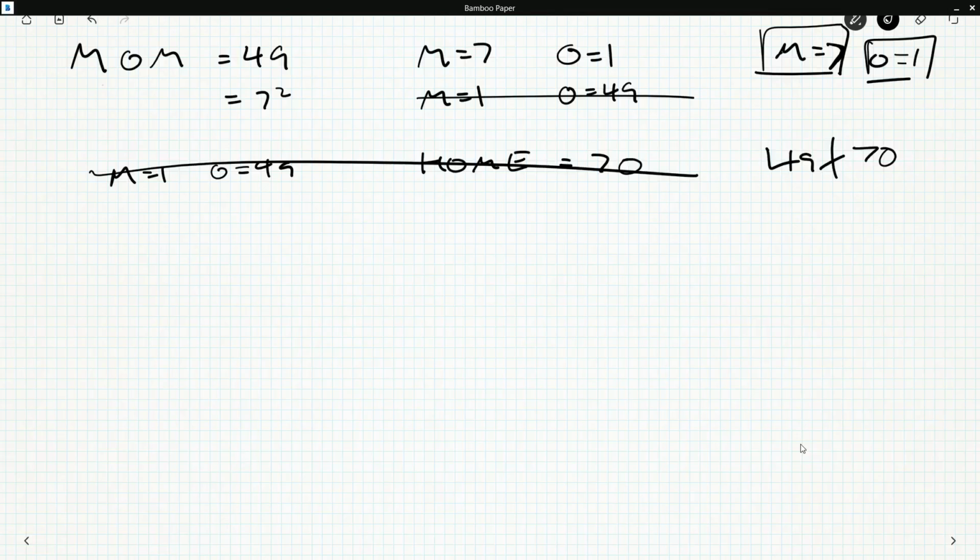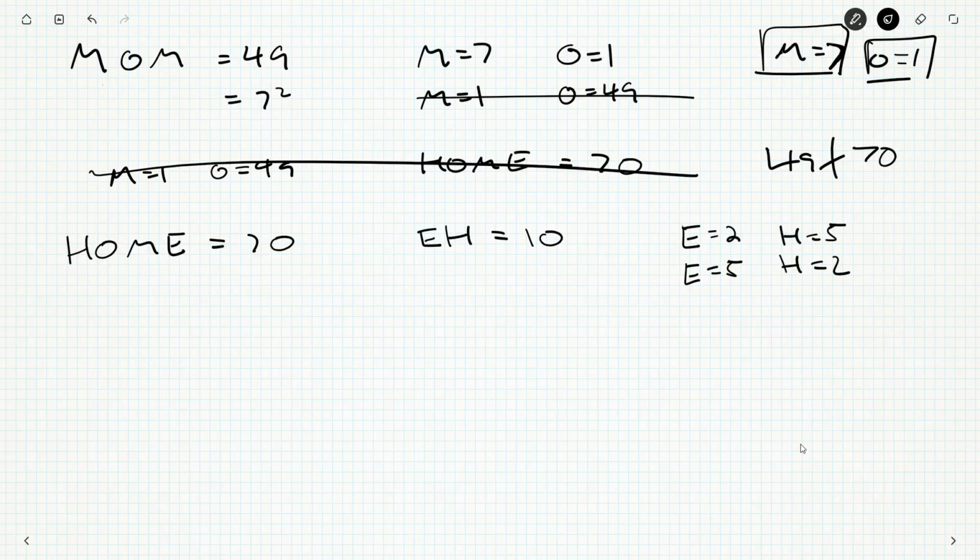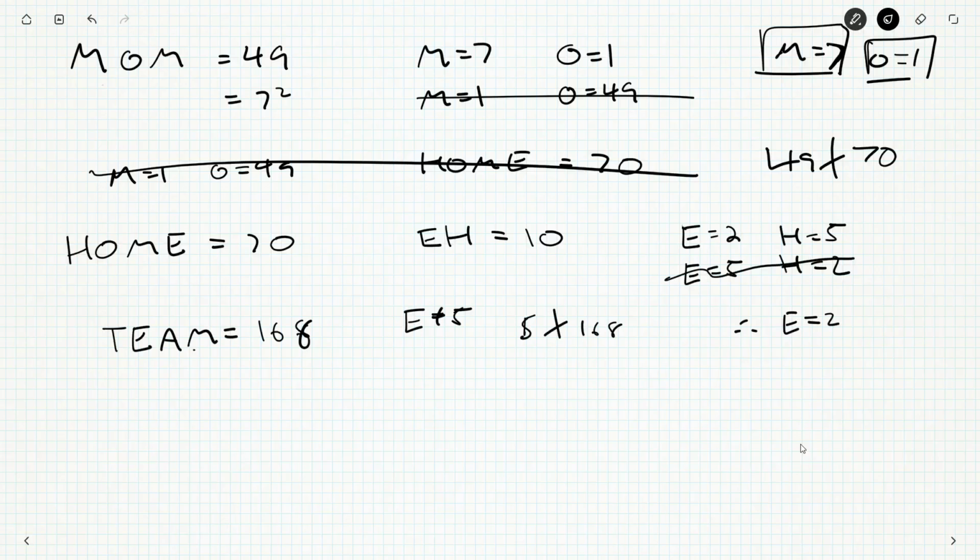So if I know O and M are 1 and 7, home is 70, so a word like hoe is just you divide out the O and the M, so that's going to be 10. And then we can't have E as 1 and H as 10. In fact, none of them can be 1, so it's got to be a factor of 2 and 5. So E could be 2, H could be 5, or E could be 5, H could be 2. Except if I look at team, it's 168. If E were 5, then I'd have a factor of 5 here. But 5 doesn't divide 168. So E is 2, H is 5.